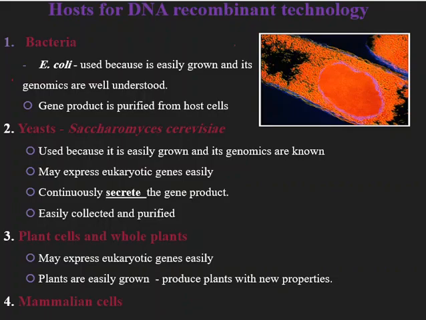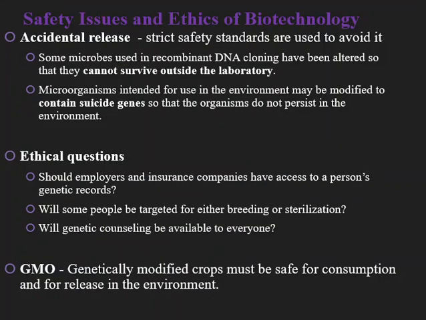Hosts for recombinant DNA technology can be bacteria, yeasts, plant cells, or mammalian cells. What they all have in common is that they are easily grown in vitro. Except for mammalian cells, they're a bit harder than bacteria, yeast, and plant cells, of course, because they are more complicated. Now, this technology has faced a lot of problems, and not all people are supportive.